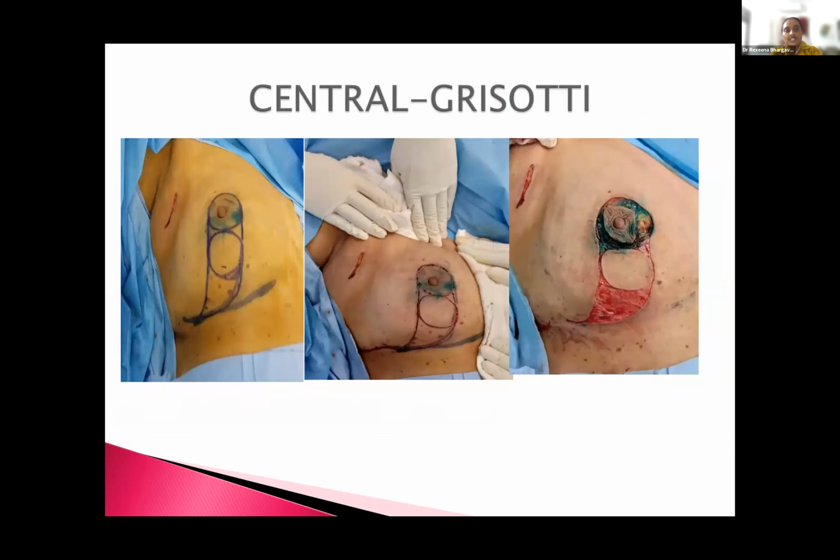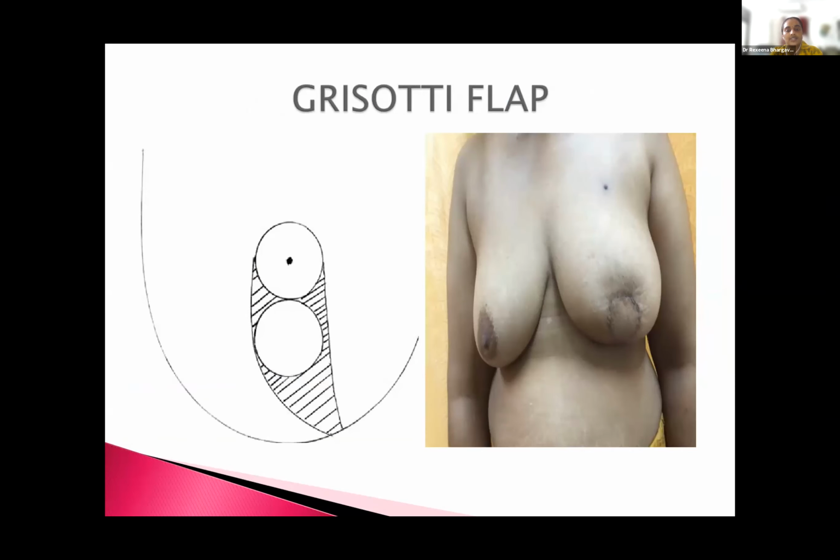And for tumors where the nipple areolar complex is to be excised, we have the Grissotti flap, where the nipple areolar complex is excised and the skin below the nipple areolar complex is used to reconstruct the NAC. As you can see, this is a post-op picture of a patient post-radiotherapy. We can later do tattooing of the areola and reconstruct the nipple.